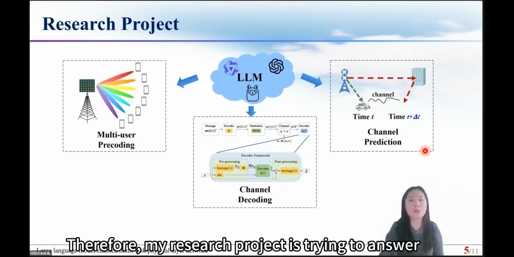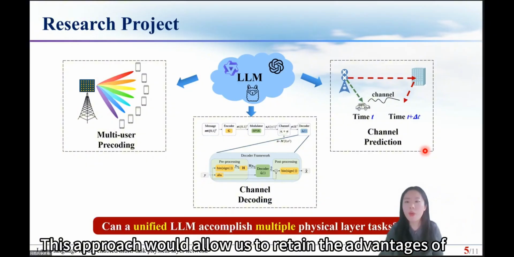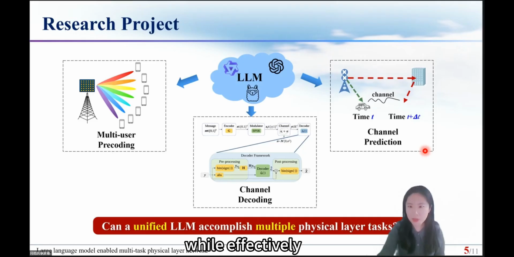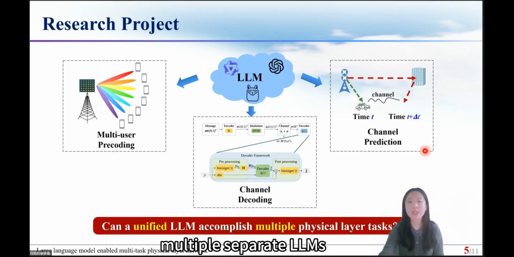Therefore, my research project is trying to answer: can we unify multiple physical layer tasks with a single LLM? This approach would allow us to retain the advantages of LLM over smaller models while effectively reducing the cost for designing and training multiple separate LLMs.